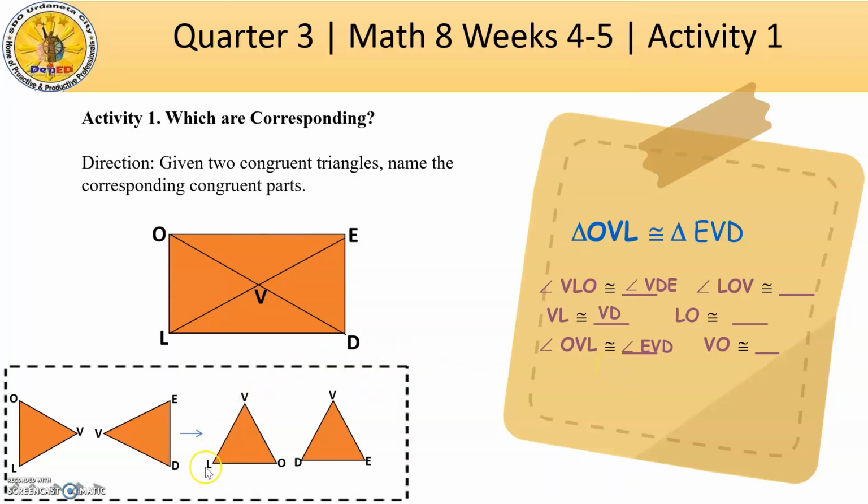Angle LOB, the vertex of the angle is angle O. So from the other triangle, the angle that is congruent to that angle is angle DEV, this angle. How about the side LO? Side LO is congruent to side DE. And side VO is congruent to side BE. Did you understand?